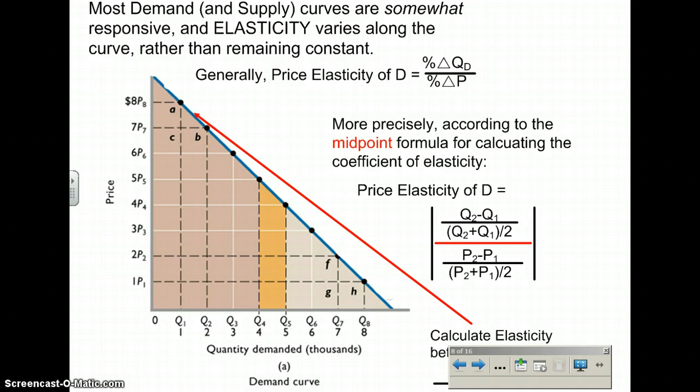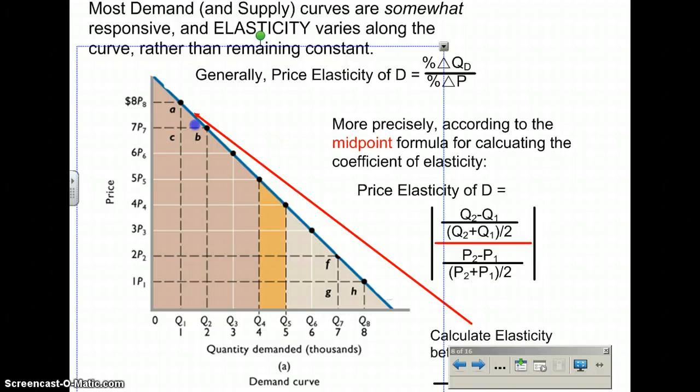Number one, when you calculate slope for a line like this, it would be the same all the way along the curve. Elasticity is actually going to vary along the curve. It's going to vary from an elastic region here to a unit elastic region here to an inelastic region at the lower right-hand portion of our diagram.